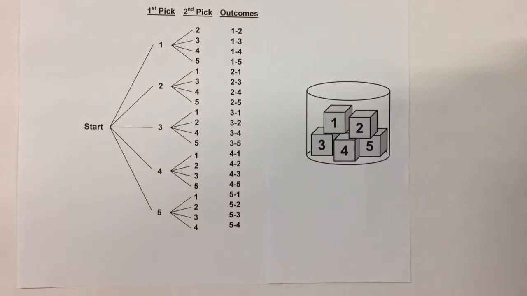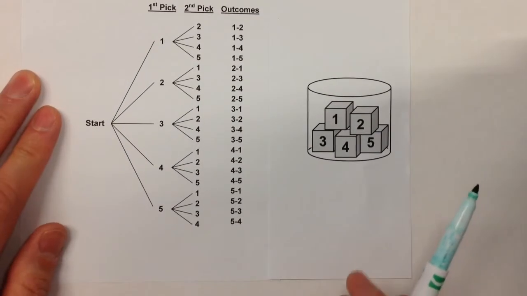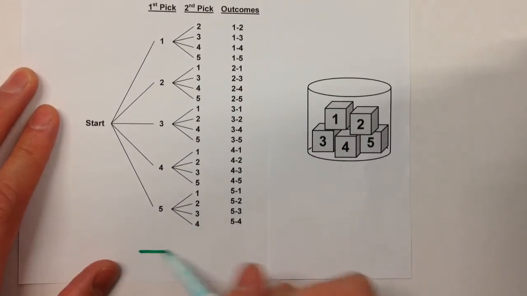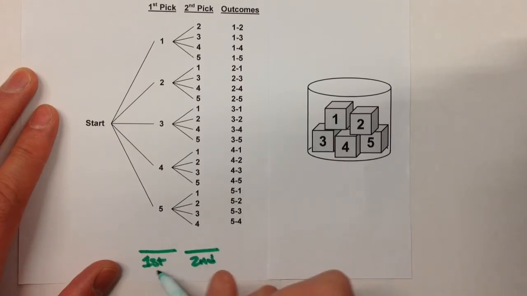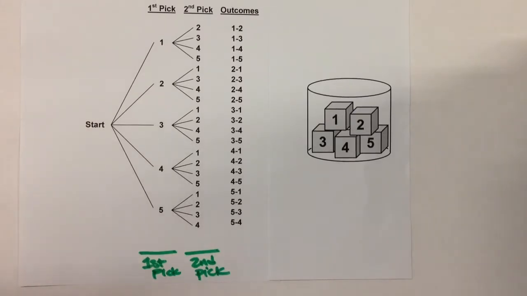So to do that, the first thing you need to do is think about what actions are taking place. In this scenario, there's 2 picks. You've got a first pick, and you've got a second pick. So now you have to think about how many different options are there in each pick.